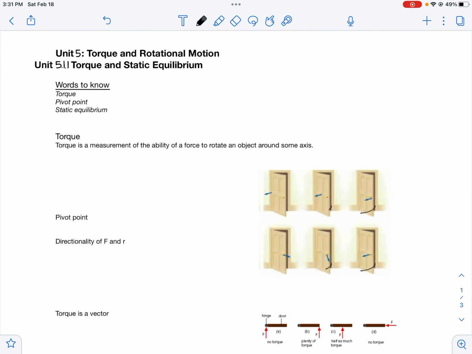In this video, we'll look at torque and rotational motion. There are three words I want you to listen for in this video: torque, pivot point, and static equilibrium. Torque is a measurement of the ability of a force to rotate an object around some axis.